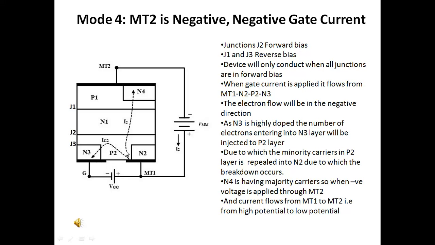Similarly, N4 is having majority carriers. So when a negative voltage is applied through MT2, then the breakdown occurs because the carriers are injected towards the P1 terminal. Now the current in this mode of operation flows from MT1 to MT2 terminal as shown in the figure.